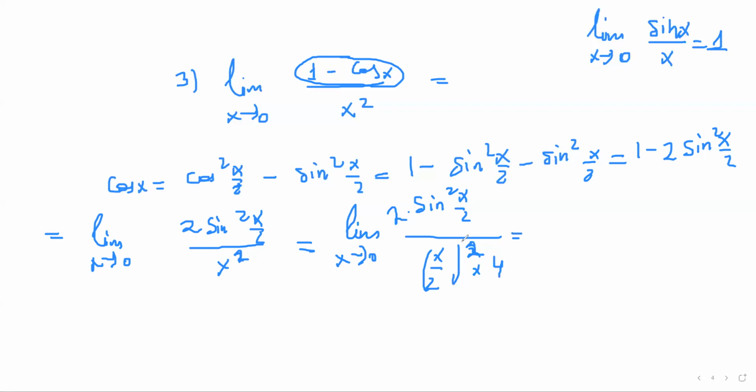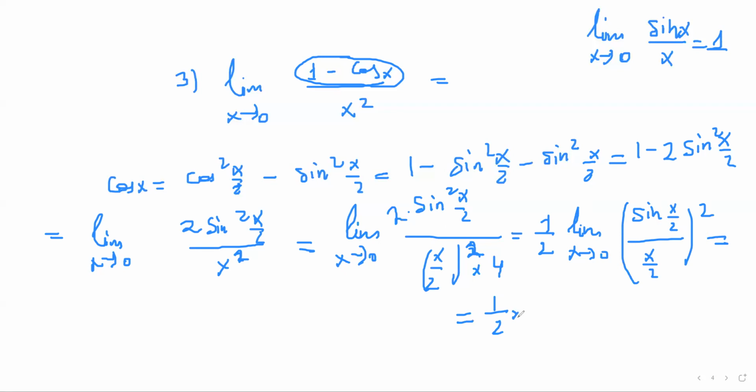You're going to get here 1 over 2 times, and we can factor it out from the limit. We know this property. x tends to 0. So obviously, I'm going to write it like this: sine x divided by 2 divided by x divided by 2, squared. So this is 1, so instead of this expression, I can write 1. I know this. So it is 1 over 2 times 1. So obviously, I got the answer 1 over 2.